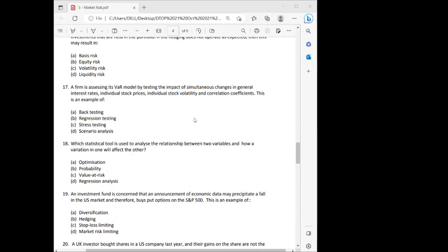So multiple changes. We've discussed there are 2 things we talk about: stress testing and scenario analysis. When you have multiple changes, it's a scenario analysis. And if you look at one variable at a time, it's a stress test. Very simple. So the correct answer is D.